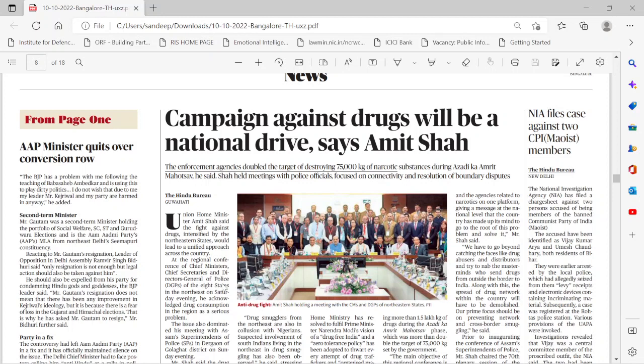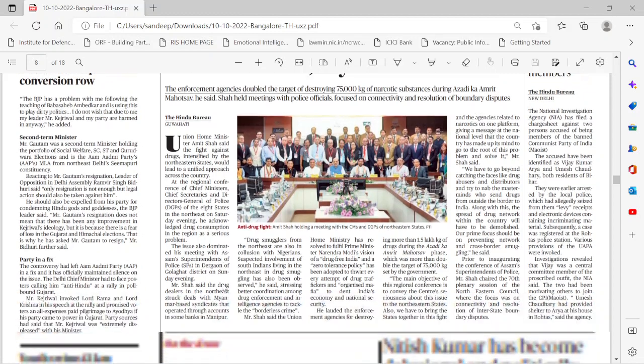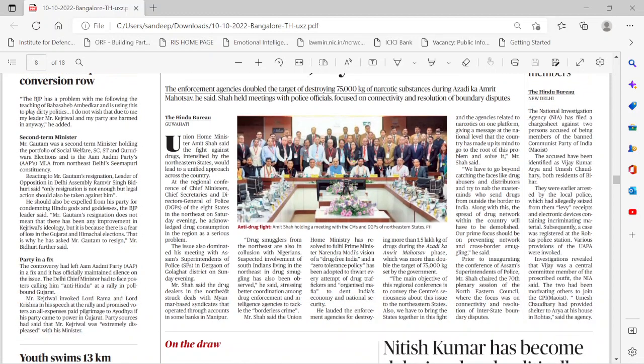And we have a target of destroying 75,000 kg of narcotic substances in India, right? So one side, Pakistan side, you have drug mafia, northeast side we have drug mafia, and that needs to be prevented, is what the article is trying to say.